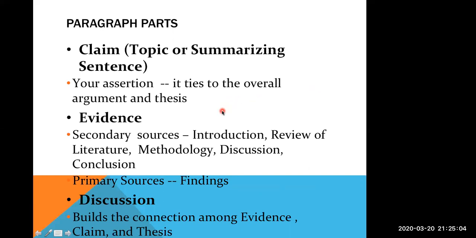The evidence includes the secondary sources, the review of literature, methodology, discussion, conclusion, primary sources and findings, which constitute the main body of your research paper. And the last part would be the discussion, in which you build connection and make your evidence clear, and your claim and thesis, and you try to make some implications of your research and build upon it accordingly. So these are roughly the main foundational parts that constitute the paragraph in any research paper.